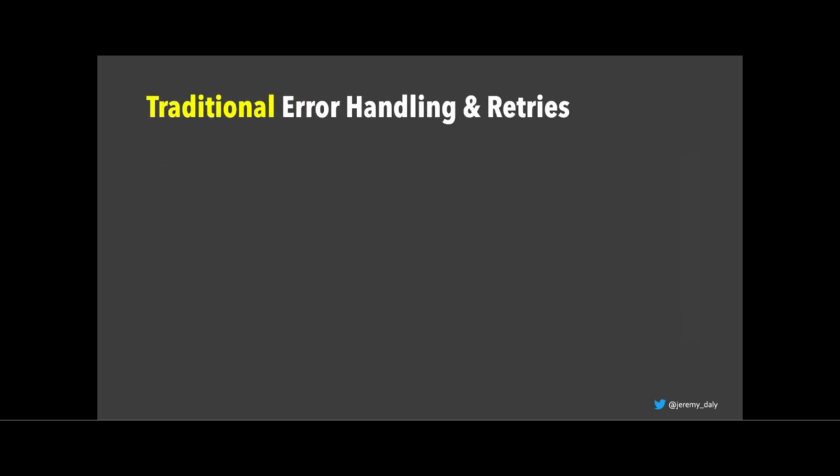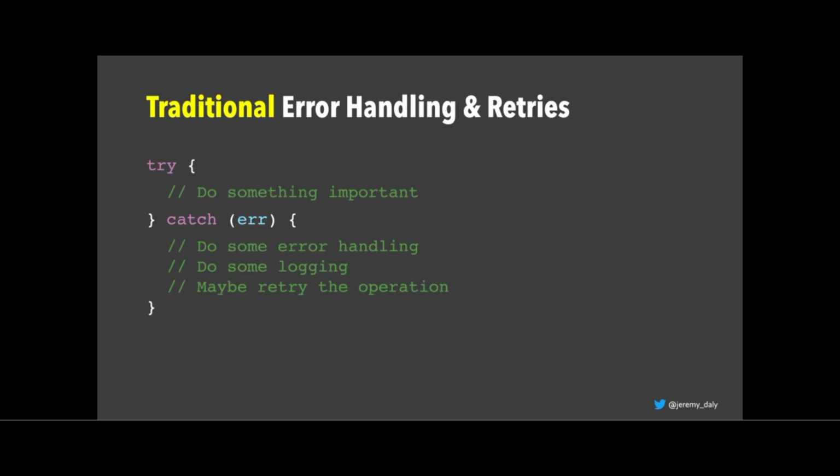So when we write our traditional services or traditional code, typically the way that we would cover error handling and things like retries is that we would just use this beautiful try catch block, right? This has been a standard for quite some time. You do something important, it fails, and you might try logging that, to do some error handling in there and maybe some cleanup. Maybe you even try to retry the actual operation itself.